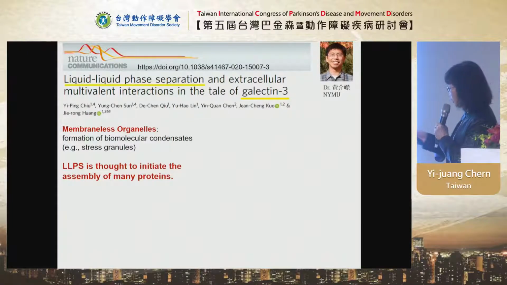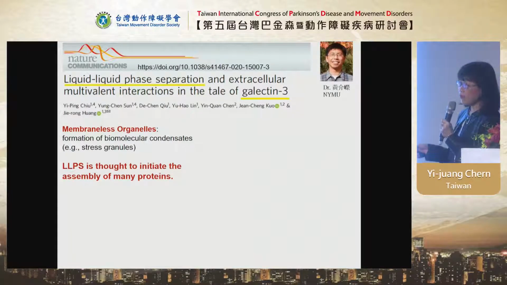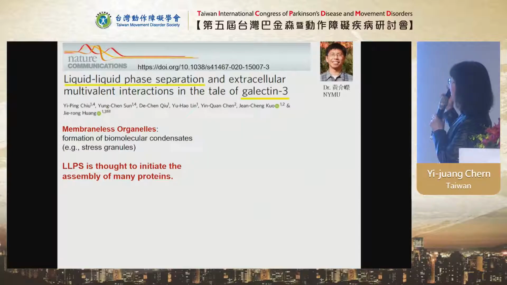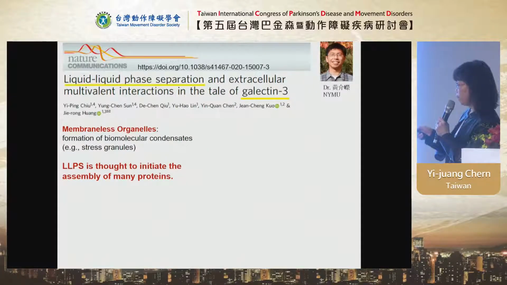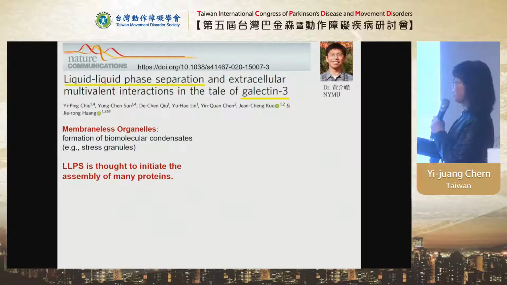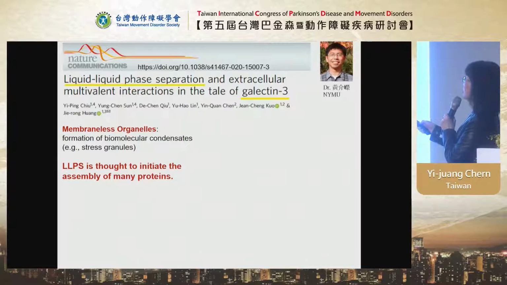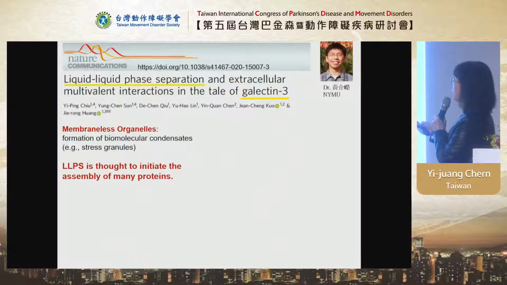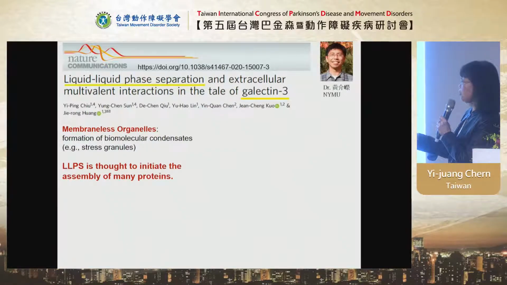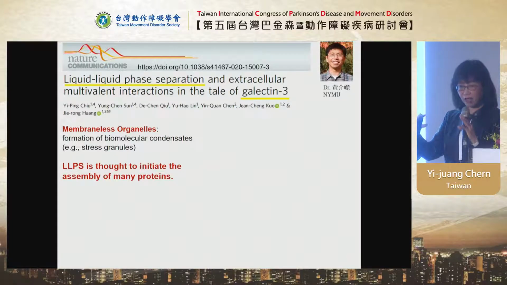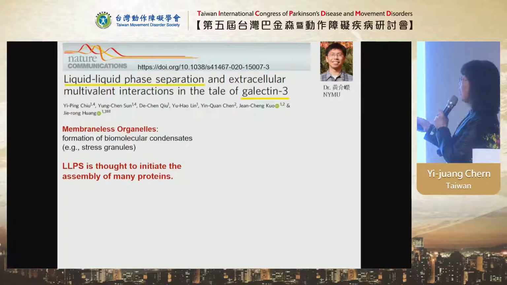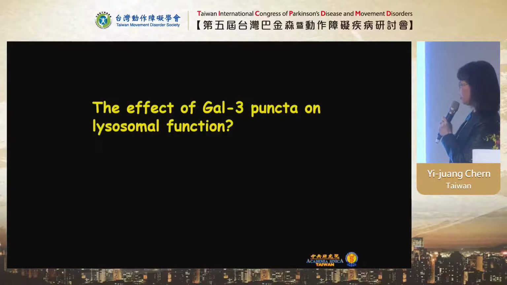So we don't understand why this happens, and there's another very important study reported by Dr. Huang Jierong at National Yangming University. He reported something I initially didn't understand: that liquid-liquid phase separation is very important for galectin-3. What that means is that the protein will actually form an assemblage in the cell, and those can be quite important. And for galectin-3, he believes it is in the C-terminus, the N-terminus.